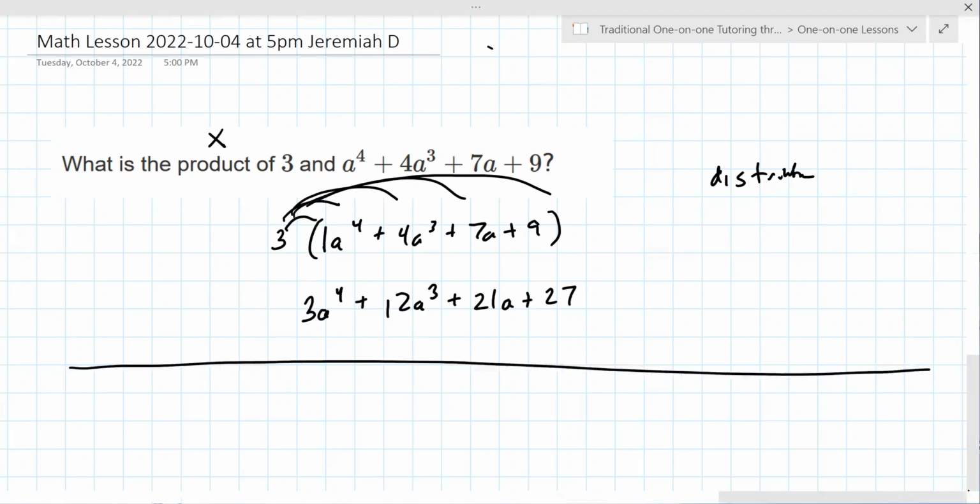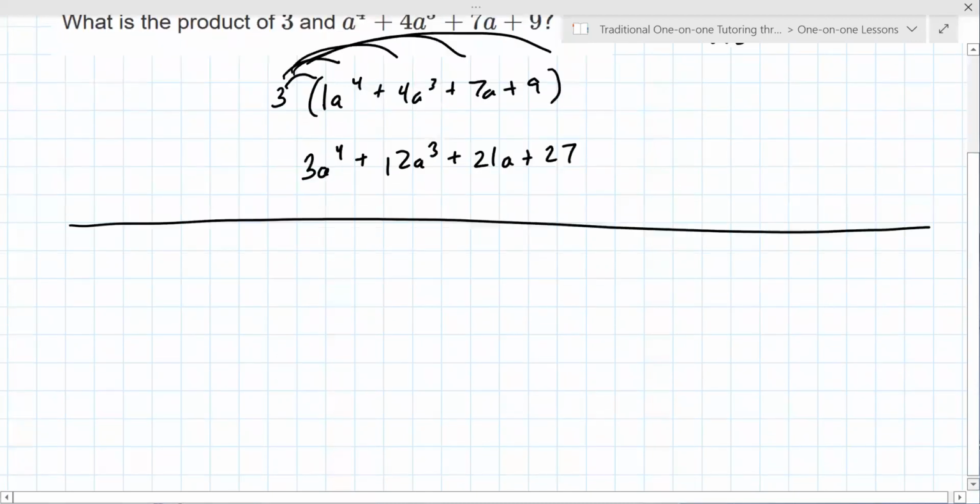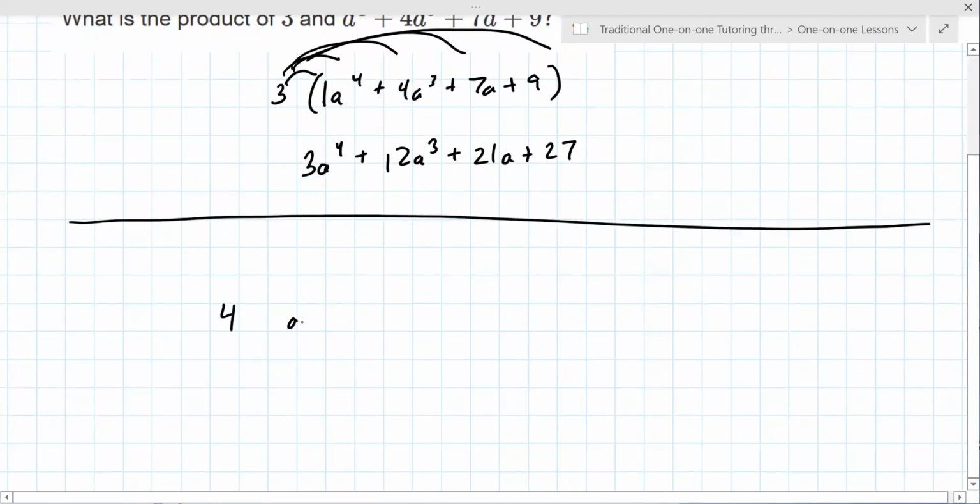Okay. So now I want you to find the product of 4 and 2a to the 5th plus 6a cubed minus 5a plus 3. Can you go ahead and find the product of those for me, please?